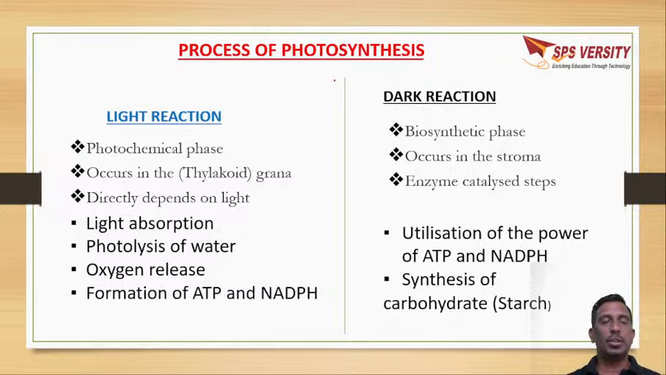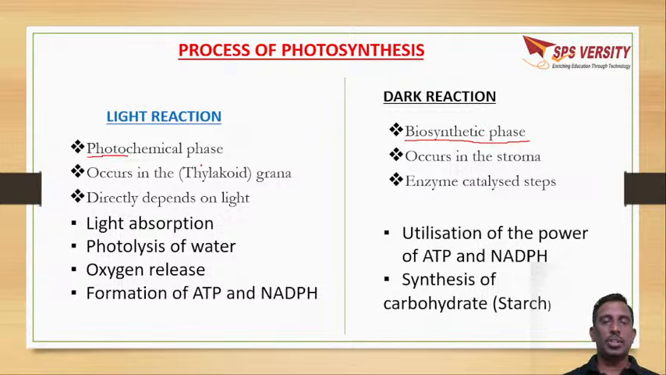Photosynthesis basically has two stages. One is the light reaction, called the light dependent reaction. The other is the dark reaction, which is the light independent reaction. The light reaction is a photochemical phase; photo means dependent on light. The dark reaction is a biosynthetic phase, where changes happen in the cell in the absence of light.